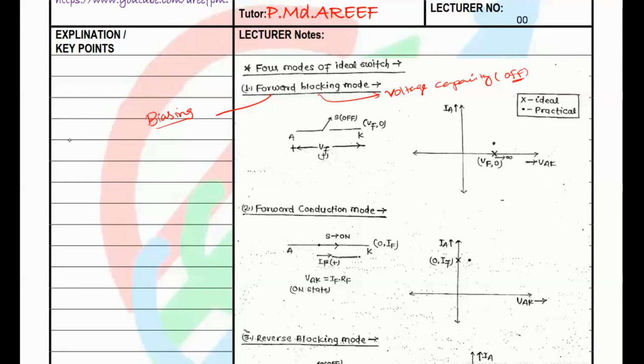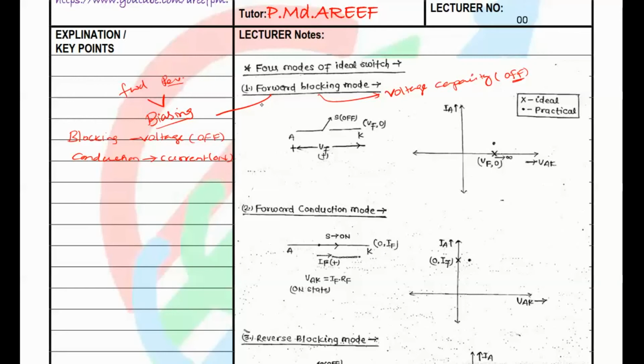The important point here is that blocking means voltage handling capacity, and it occurs in the off state. Next, conduction means current handling capacity, and that occurs in the on state. Biasing refers to forward biasing and reverse biasing, so forward and reverse indicate the biasing here.